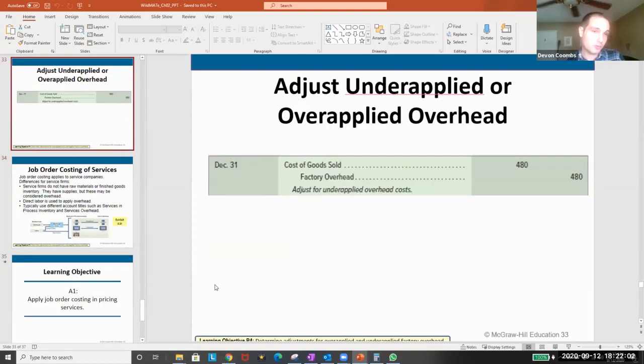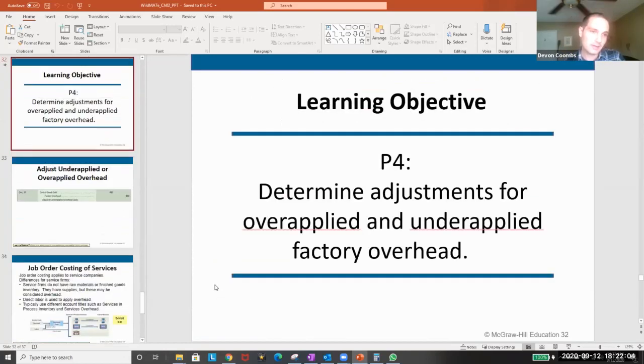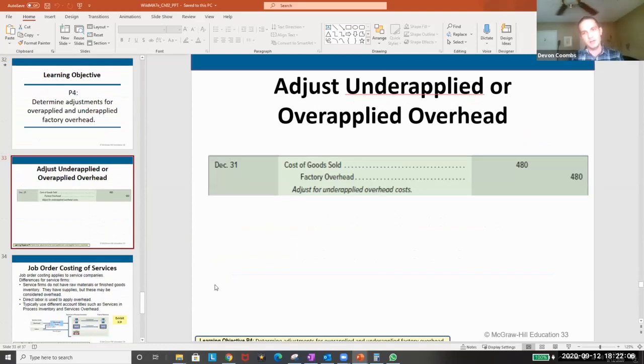And then that results in the following journal entry. This is one example, for under applied. If it was over applied, you'd flip it. If it's under applied, you debit cost of goods sold because you didn't apply enough factory overhead, and you credit factory overhead. If it's over applied, you reverse it: you debit factory overhead and credit cost of goods sold.